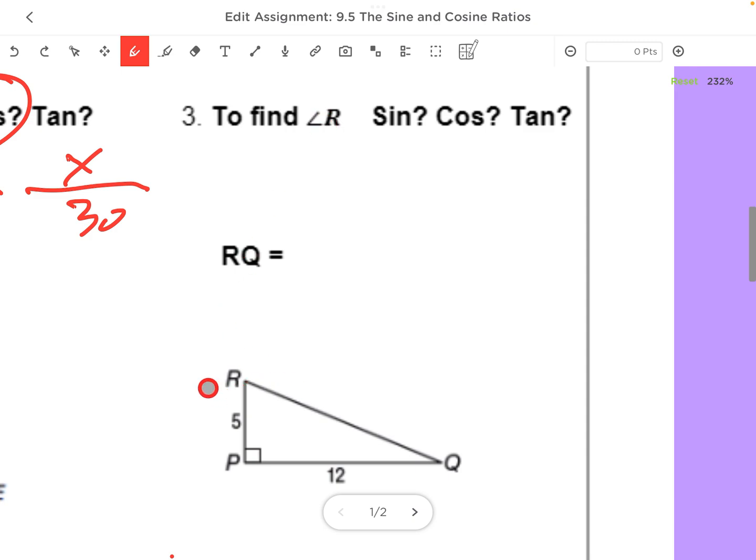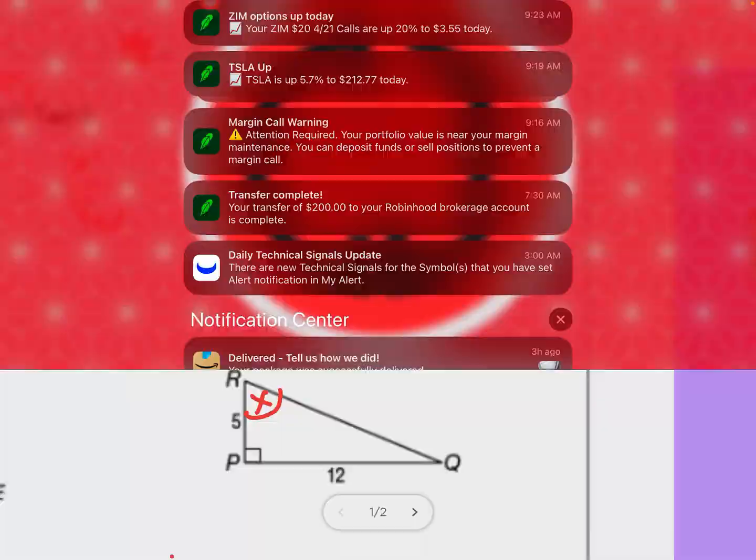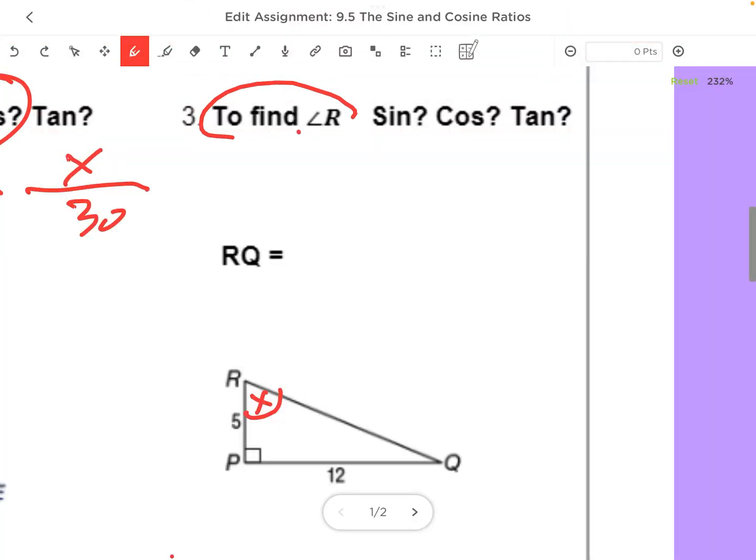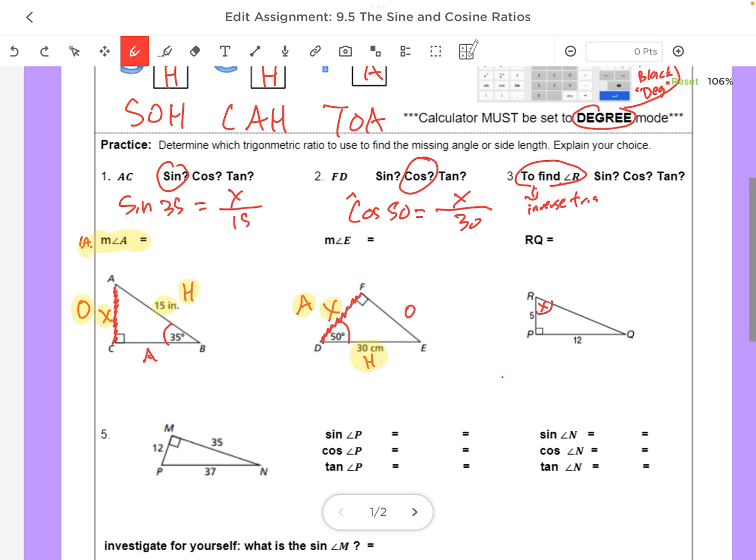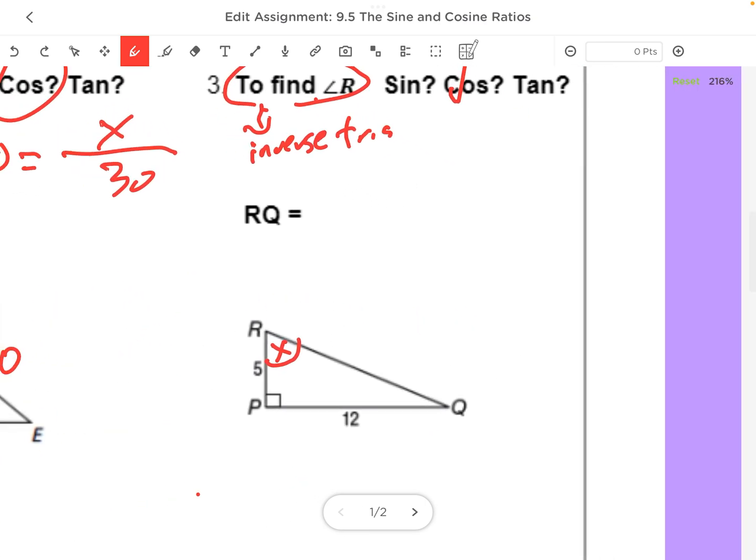All right, so hopefully you try. This is a little tougher. Try to find angle R. That means we're trying to find the angle. So we're going to use inverse trig to find the angle, right? If we want to find a side, we use trig. Okay, so we use inverse trig to find the angle. So let's try to figure this out.